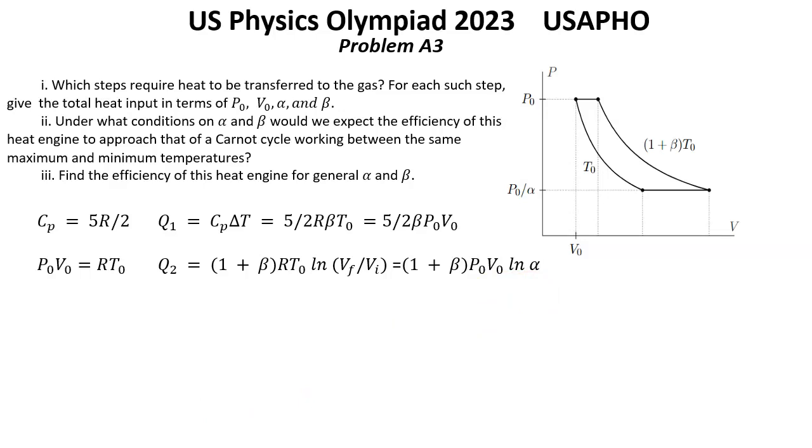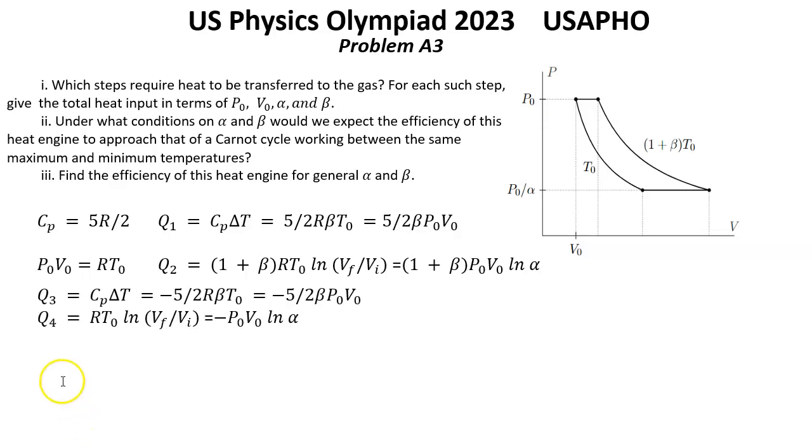With the same reasoning we can count what is Q3 and Q4. Q3 will be the same as Q1 but negative, because that's equal to Cp multiplied by delta T, and delta T is negative delta T from the first process. So it means that for Q3 we have negative 5/2 beta P0 V0.